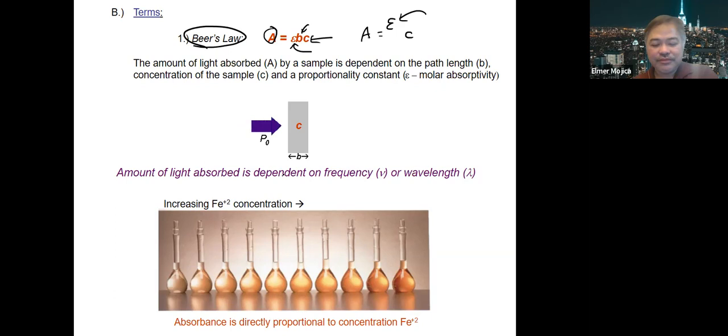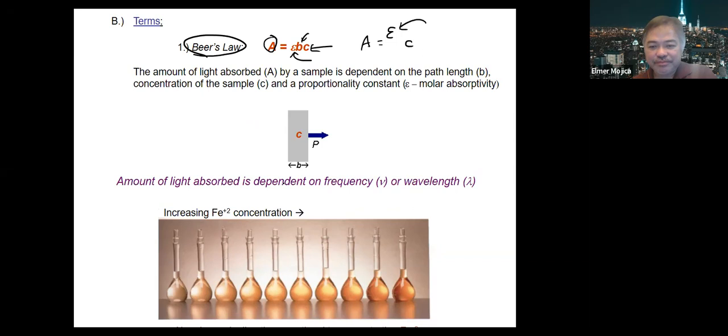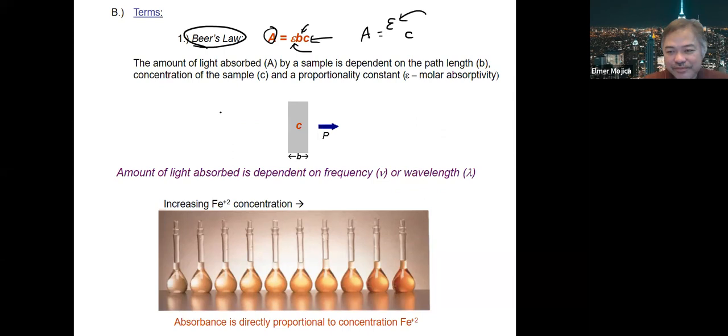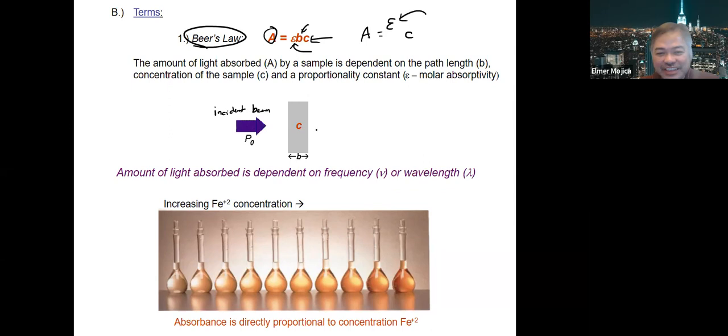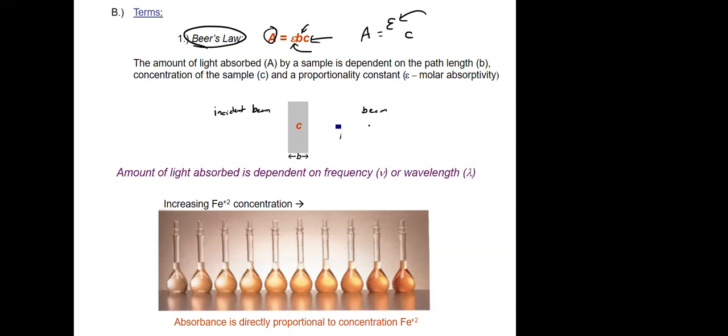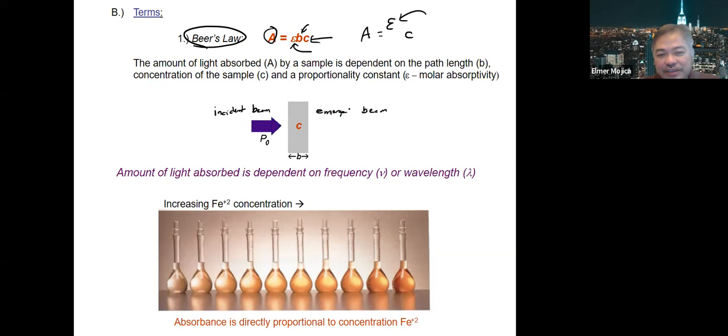So what do you call this beam? Incident light. It's an incident beam. And what do you call the one coming out? Look what happened. You have a lot of power going in, and then this one goes out. What beam is that? Transmitted. Yes, but the term that they usually use is emergent beam.